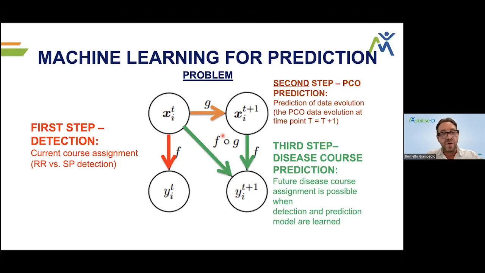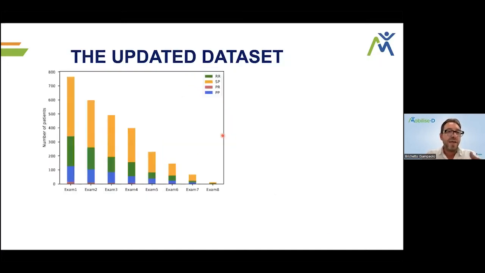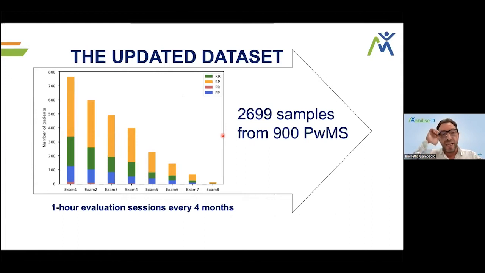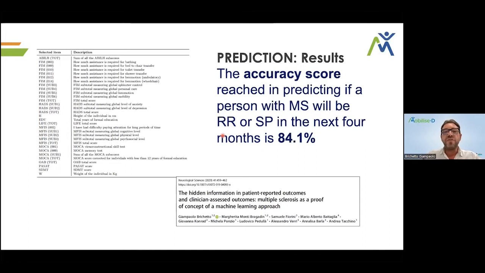So we used a machine learning prediction model, and our question was to understand if it's possible to, in a certain way, predict the shift from relapsing-remitting to the progressive phase of the disease. Of course, the data that I will show you are valid in the context of our study, but it's a sort of pilot study in which we collected samples every 4 months, at 8 time points, in a group of 900 people with MS, and then we elaborated those data with machine learning. And what we found was the possibility to predict, in the next 4 months, whether a person would be relapsing-remitting or shifting to the secondary progressive phase of the disease, with an accuracy of 84%.